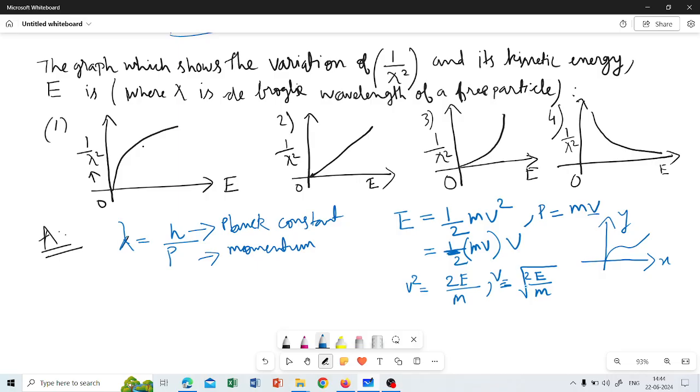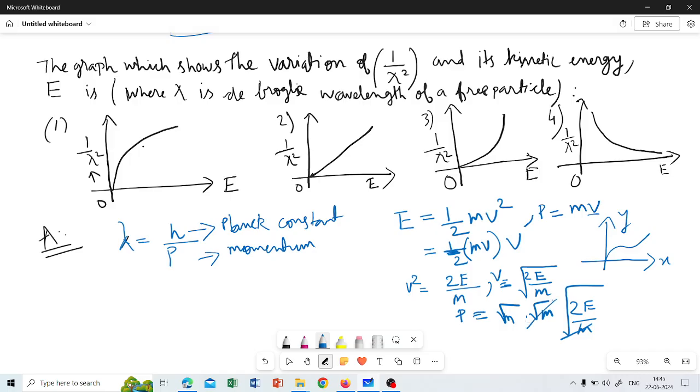Now mv, so if I multiply this by m, that is p is equal to m times v. There is m inside the square root and there is m outside, so I can write this as square root of m into square root of m into 2E by m. Now the m is inside the square root, I can cancel this and this.